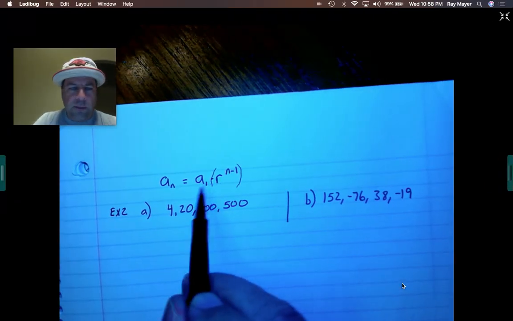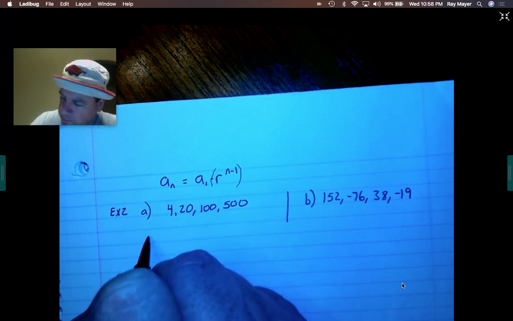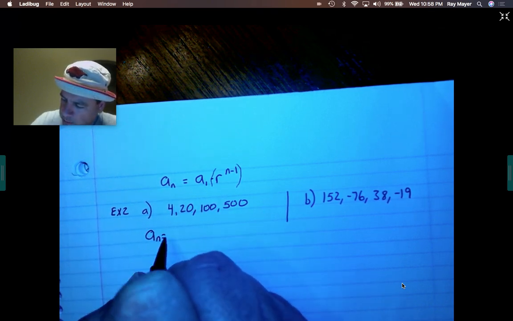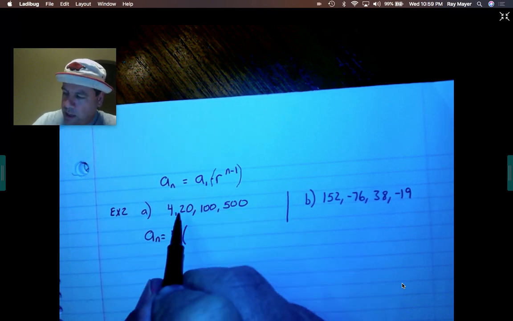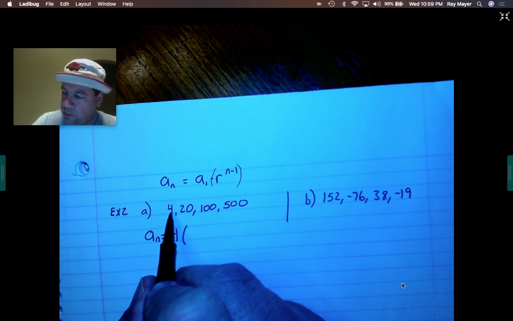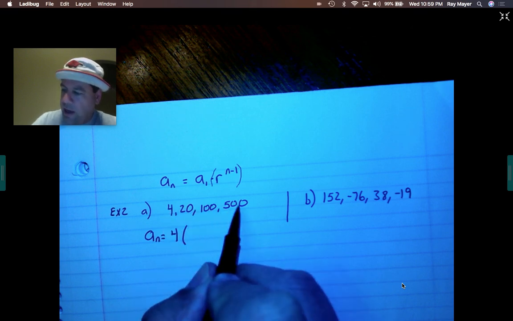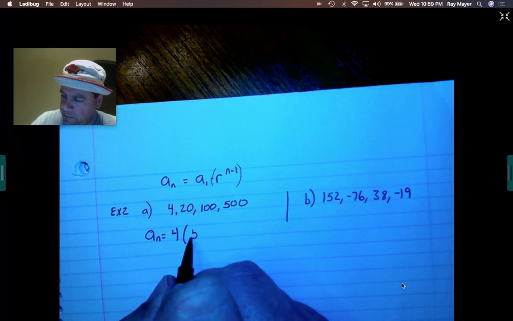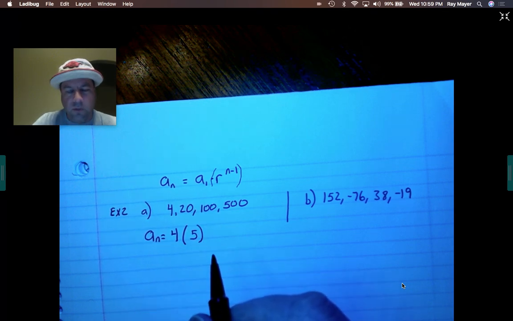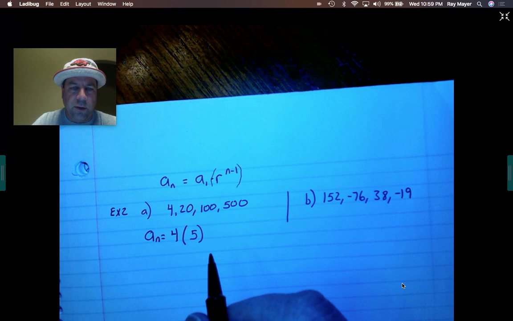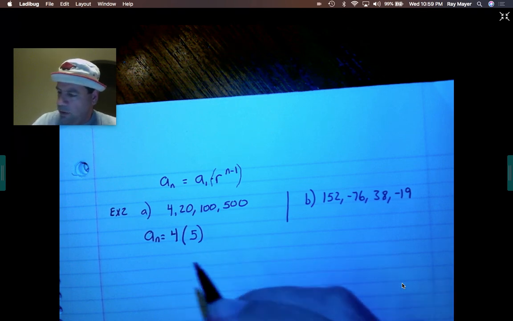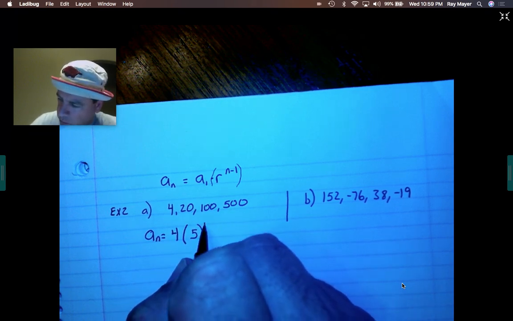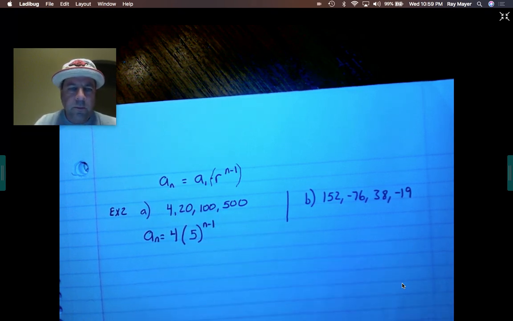So I'm just going to go right up here, guys, and plug and chug. A sub n, a sub 1 is 4. R, I got to figure out what the ratio is. 20 over 4 is 5. 100 over 20 is 5. So it's 5. Pretty much knew it was going to be geometric. Now, later on, you're not going to know if it's geometric or not. I'm just going to do n minus 1. And that's it. Okay, that's pretty easy.